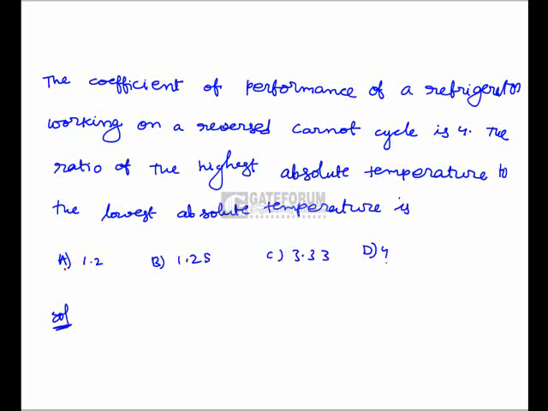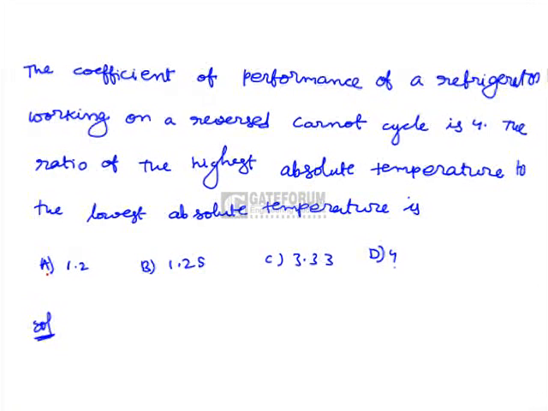The coefficient of performance of a refrigerator working on a reverse Carnot cycle is 4. The ratio of the highest absolute temperature to the lowest absolute temperature is, here COP of refrigerator when it is working on reverse Carnot cycle is given by T2 by T1 minus T2, where T2 is the lowest temperature and T1 is the highest temperature. So here we will have to find out the ratio of highest temperature to lowest temperature. But we know that the COP of the refrigerator is given by 4.